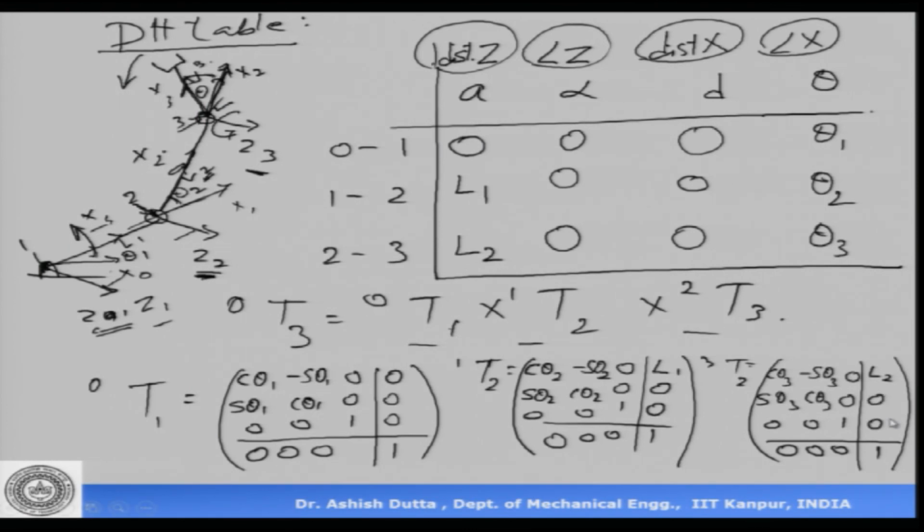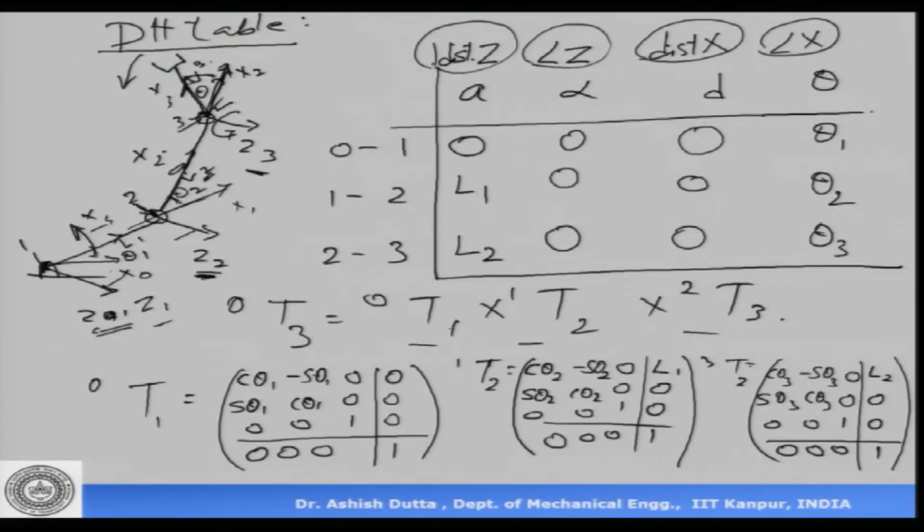Next, we will have to multiply all these 3 matrices, and once you multiply them, you get the total matrix, which will take you from the first frame to the last. So, let us look at the multiplication of these matrices in the next class. Today we will end here.